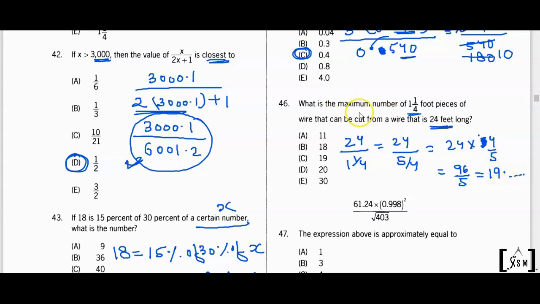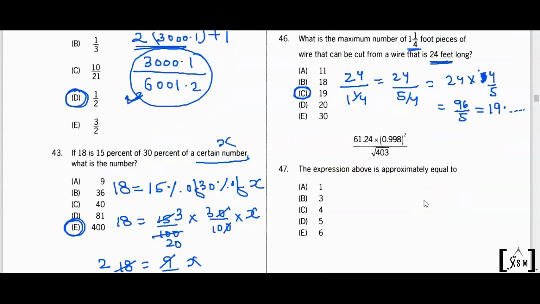Let's have a look at number 47. With this expression, we have to approximately calculate that. Okay. Now 61.24, let's keep it as 61 times 0.998. I am writing it as 1 square, right? 1. I'm just approximating. Square root 403, I'm writing it as square root of 4. So it is nearly 61 over 20. Square root 400 is 20. So 61 over 20 is somewhere nearly equal to 3. Option B should be the correct answer.